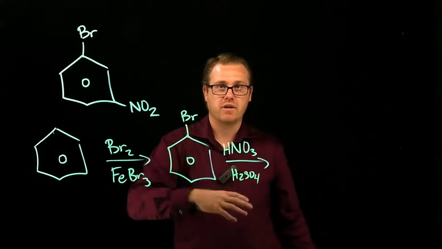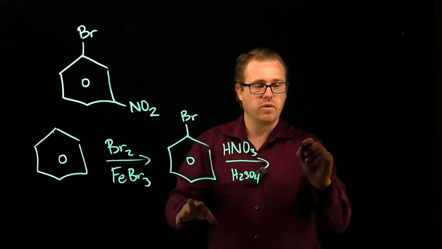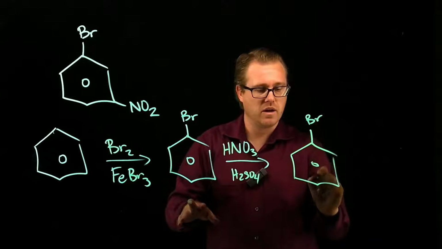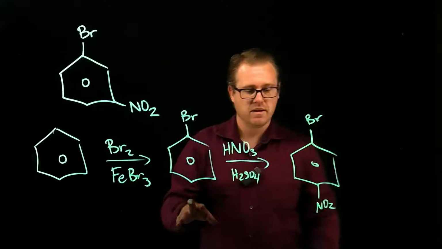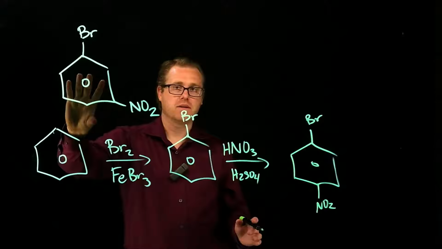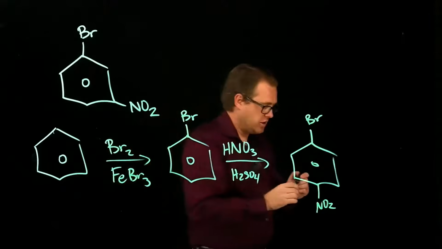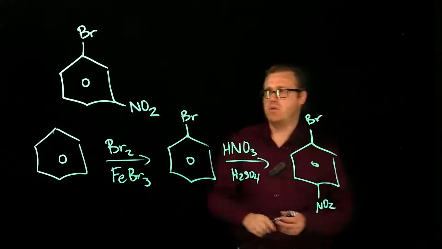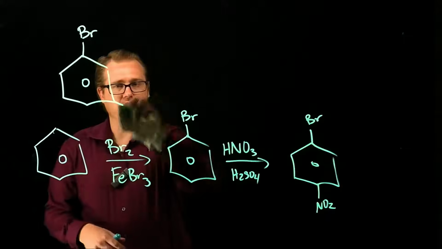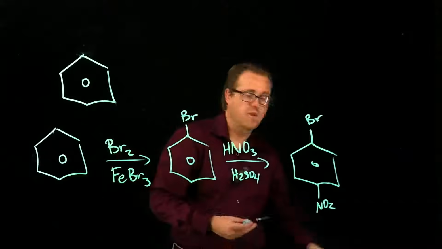Halogens are what? Electron withdrawing, but they're ortho-para directors. So we are going to get the majority, a lot of the product like this in the para and ortho positions. That's not what we want. We want it in the meta position. So if we redo this, what if we replace the order? What if we change the order up a bit?